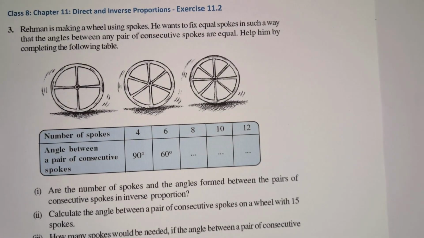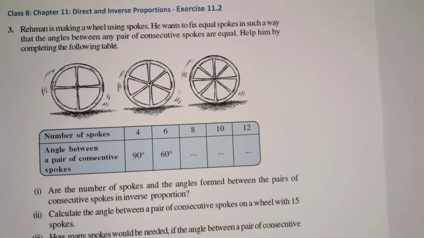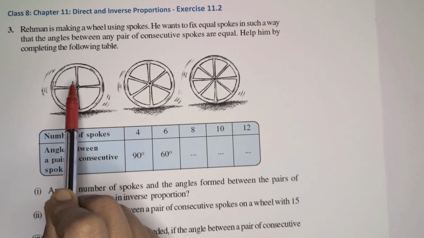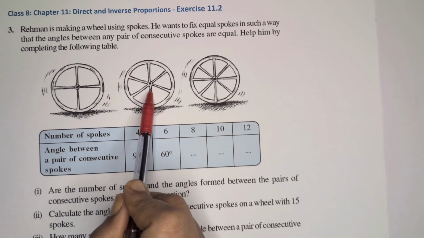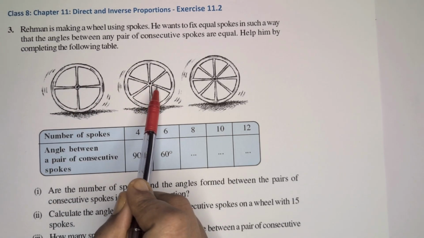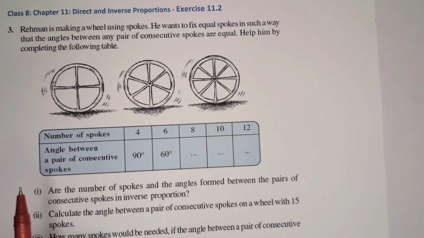Third question, Rahman is making a wheel using spokes. He wants to fix equal spokes in such a way that the angles between any pair of consecutive spokes are equal. Help him by completing the following table. Now here we can see the table is given with 4 spokes and angle 90. Here 6 spokes and angle 60. We know that if the number of spokes is more, then the angle between the spokes will be less. Here it is more spokes, angle is decreasing, which means it is an inverse proportion.